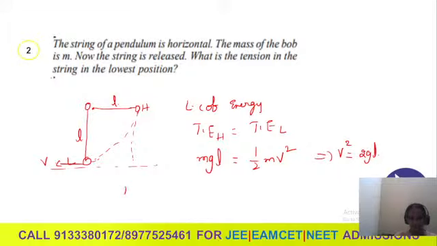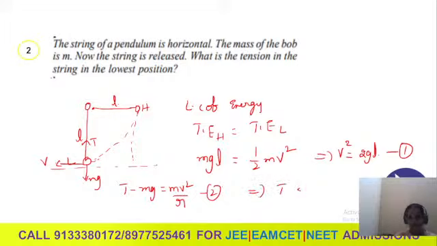Now they are asking tension. So at this point, weight will act downwards, tension will be upward. So T minus mg will provide the centripetal force mv square by r. So take this as equation 1 and equation 2. Substitute v square value here, it gives T is equal to 3mg. That is the answer.